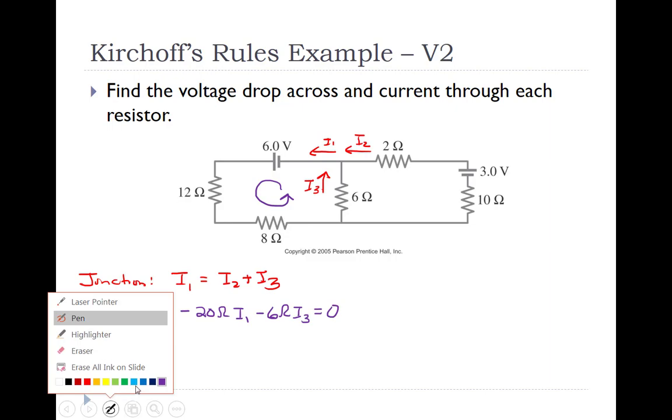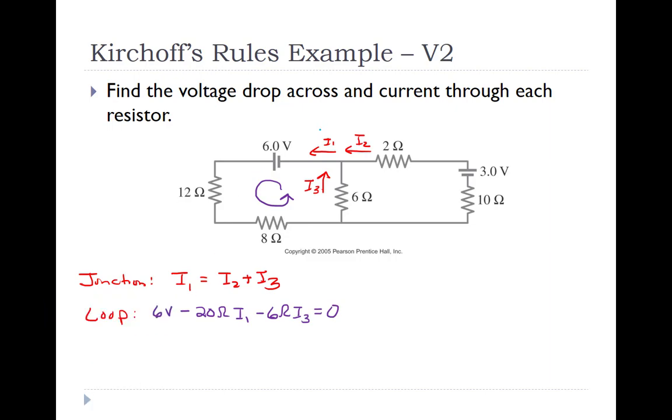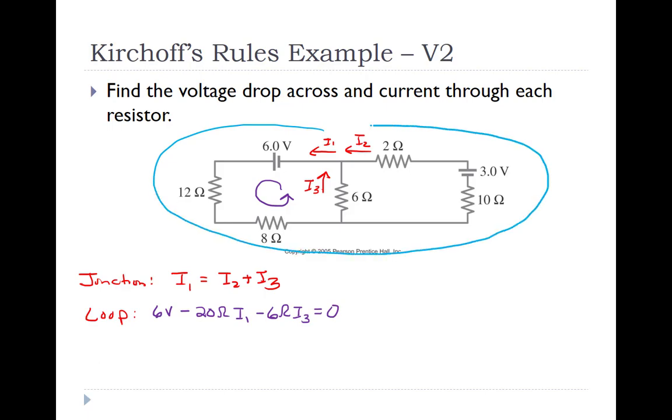For my second loop, in this case, I'm going to choose to go around the outside. Okay, so that's 6 volts, starting again at this battery, minus 20 ohms I1 through the 12, through the 8. At the junction, I switch from I1 to I2, but I'm going in the direction of I2. Right? Okay, so I2, I go through the 10 ohm, so I'm going to subtract off that, minus 10 ohm I2.